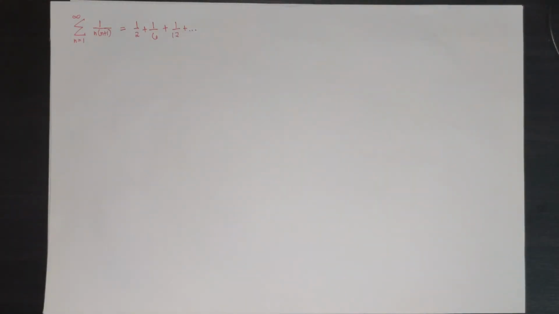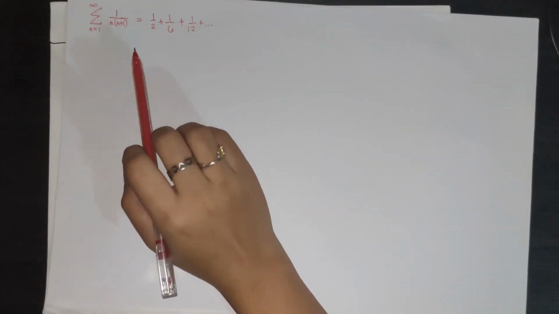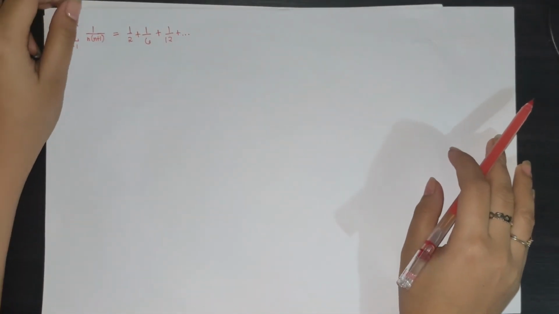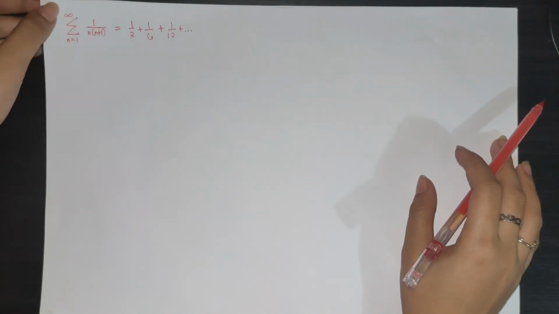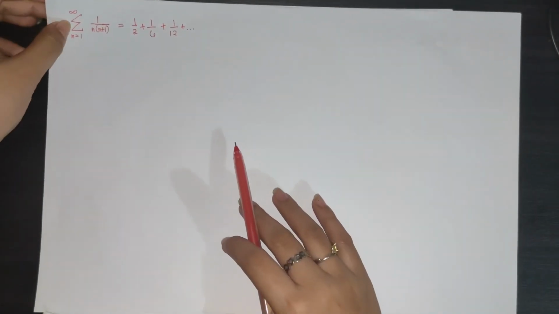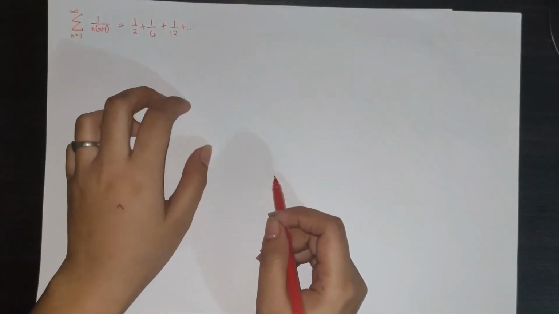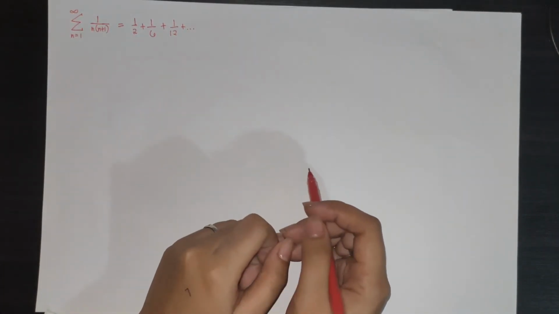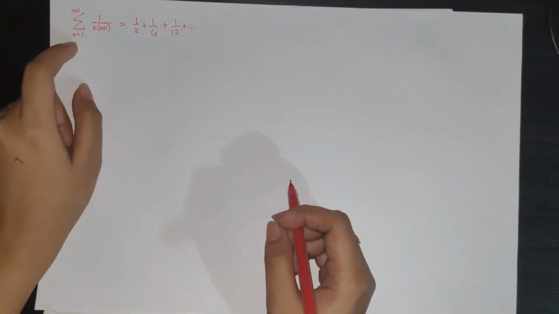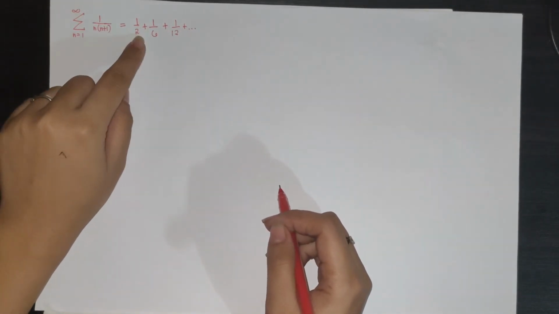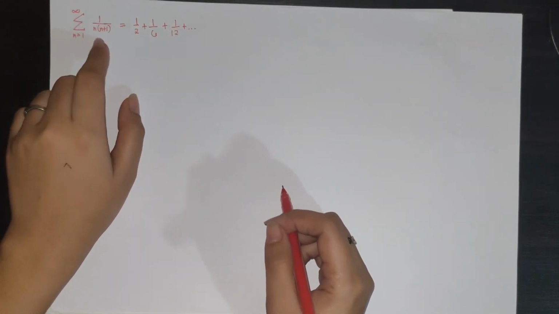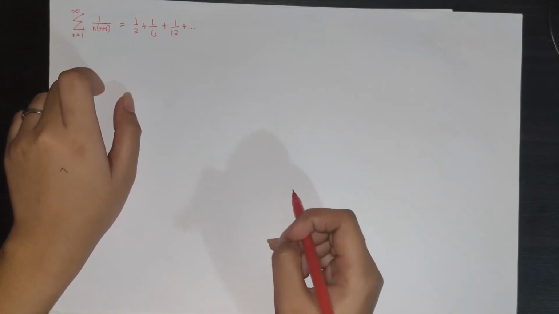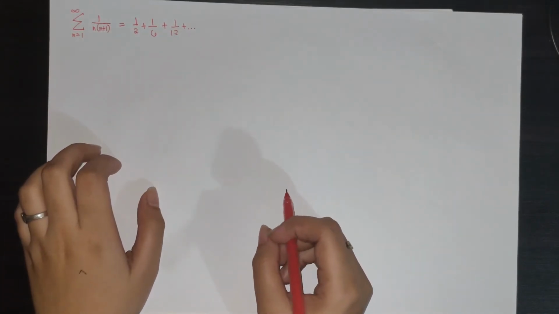Now let's try another problem. Let's say the sequence is 1 over n times n plus 1. You know that this is some type of telescoping problem. But if you start plugging numbers in, this is what you're going to get. If you plug in 1, it's going to be 1/2. If you plug in 2, it's going to be 1/6. And if you plug in 3, it's going to be 1/12, and so on and so forth. So this doesn't look like a telescoping series.